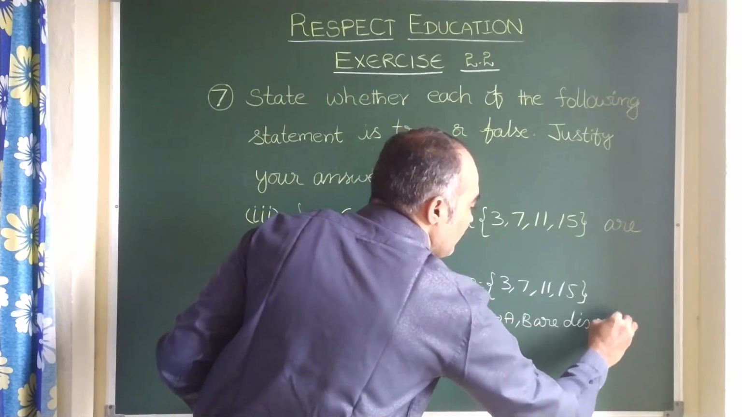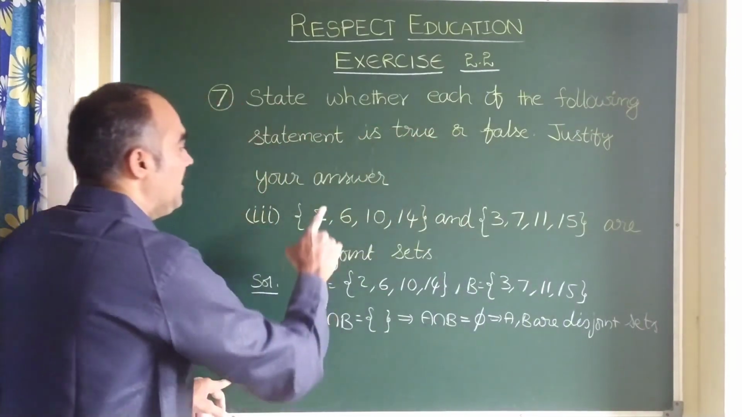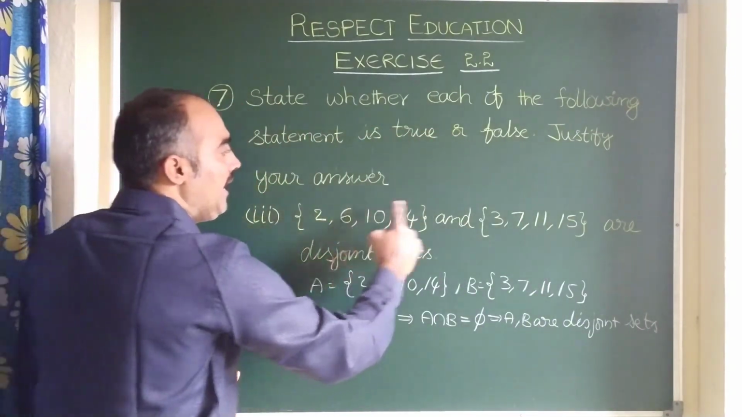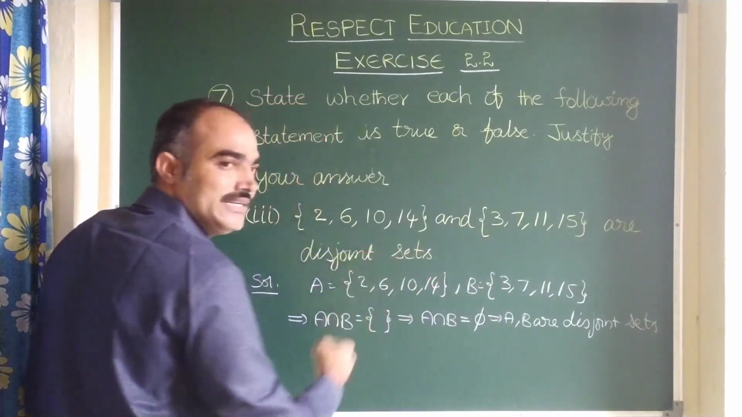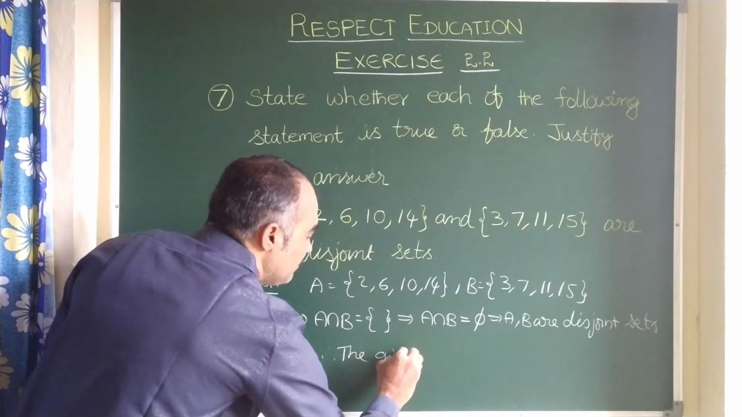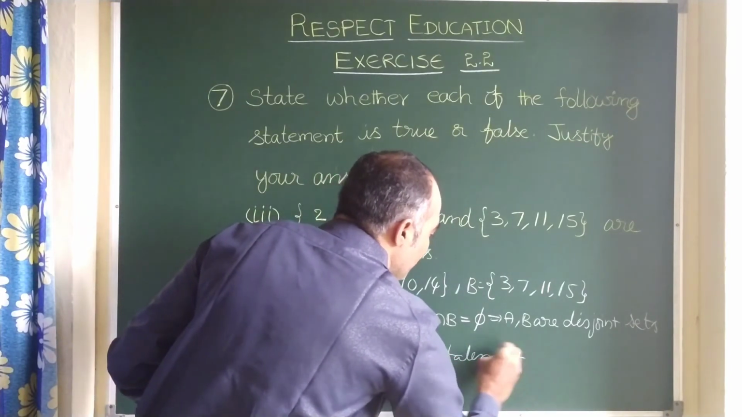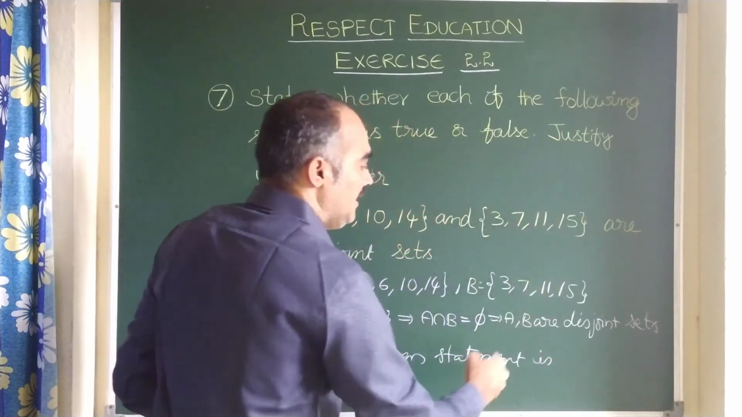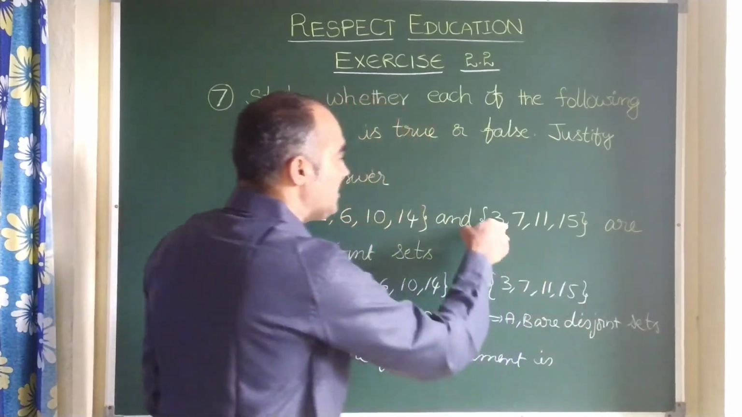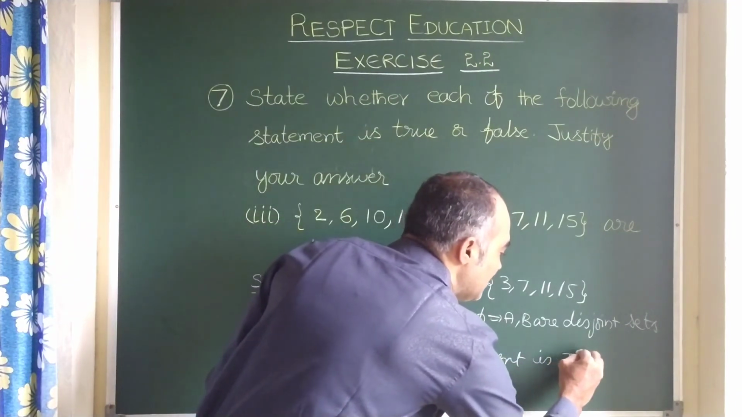Disjoint sets. In the question you see, you are taking A and B as disjoint sets. Therefore, here we accept that they are disjoint. In the statement also it is given that they are disjoint sets. So the given statement here is true.